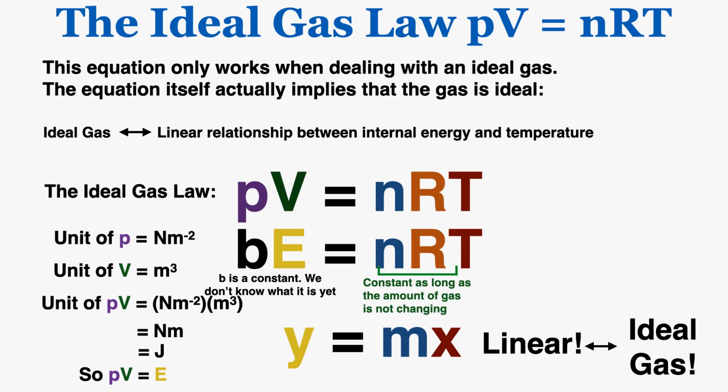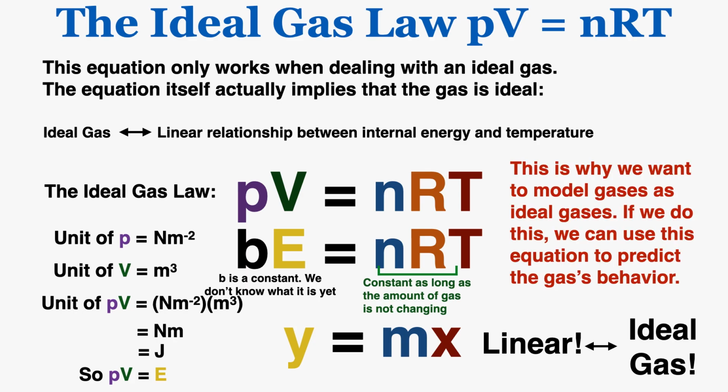That's why this equation only works when we're dealing with an ideal gas, because if we were working with a non-ideal gas, some of that energy would go into breaking the bonds between particles, and it wouldn't affect the temperature, and the left side would get a different value than the right side. And this is also the reason why we care about whether a gas is an ideal gas. This is why we came up with that definition of an ideal gas. If we model a gas as ideal, we are allowed to use this equation to predict the gas's behavior, and we can do that better the more the gas behaves like an ideal gas, the more it fits this equation.